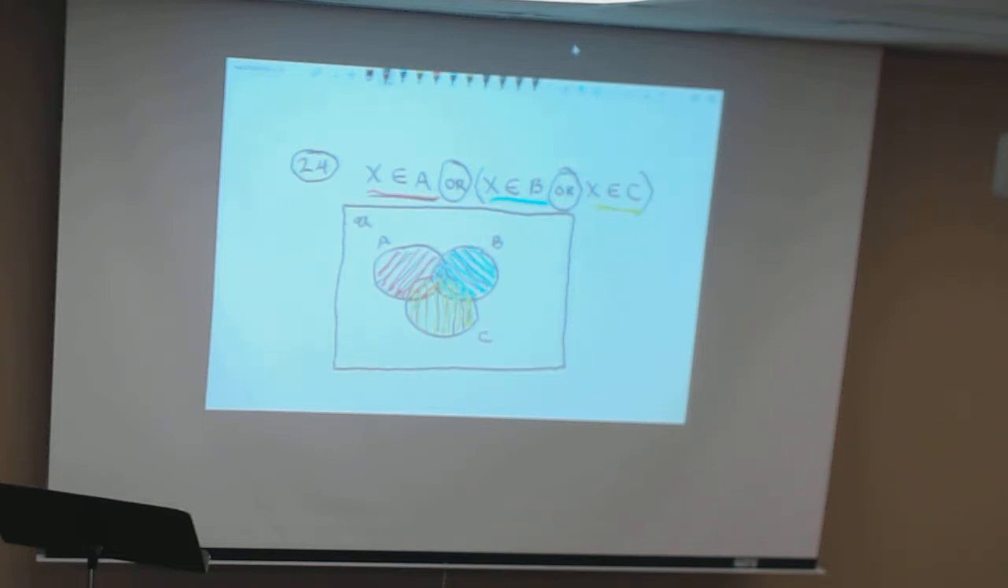If it would have said and, then the only thing that would satisfy that condition would be the place where I have both red, green, and blue, and that would be this tiny little triangle-shaped thing right there in the middle. But because it says or, that means I just shade in everything that's red, green, or blue.